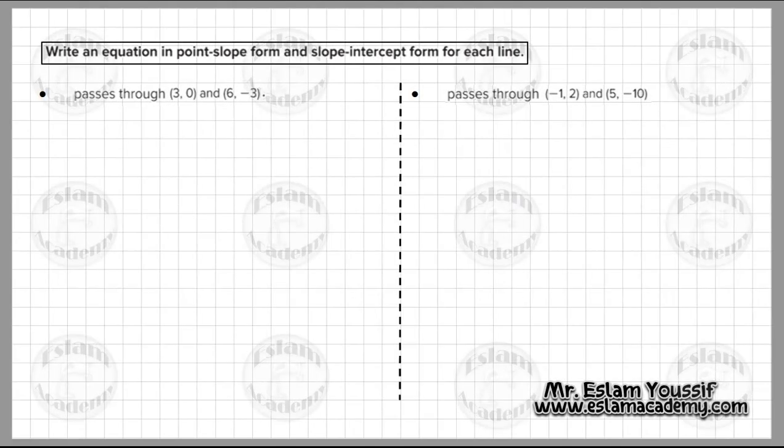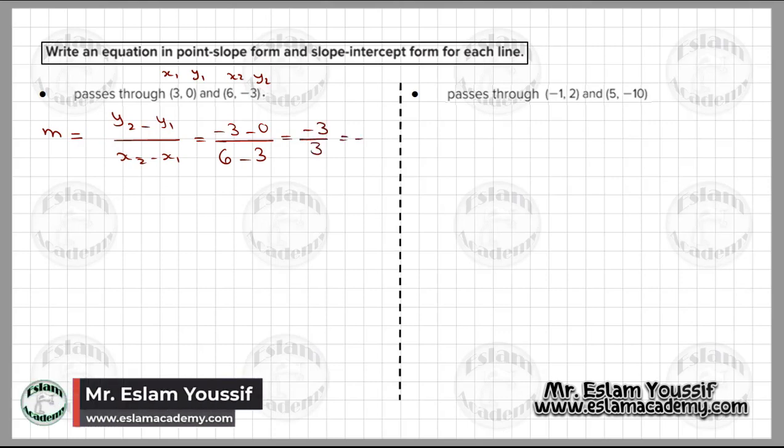In this problem, we need to write the equation in point-slope and slope-intercept form. Number 1. We need to find the slope. As we know, the slope is equal to (y2 - y1) over (x2 - x1), where the first point is (x1, y1) and the second is (x2, y2). By using substitution, negative 3 minus 0 over 6 minus 3. The answer will be negative 3 over 3, which equals negative 1. And that will be the slope.